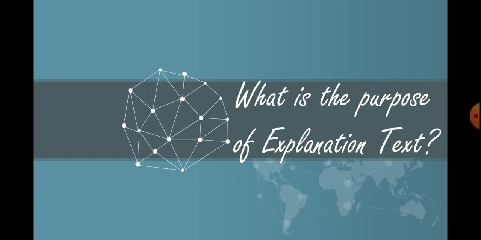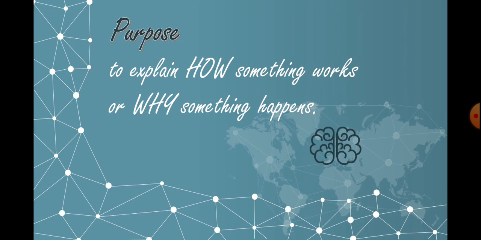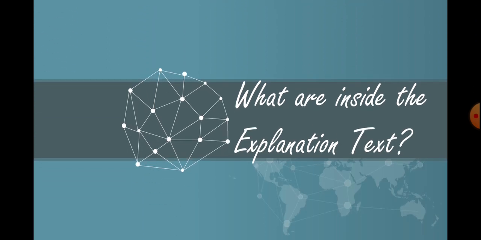Next, what is the purpose of explanation text itself? Or what is the intention of the writer to make the text? So the purpose is to explain how something works or why something happens. How is related to the process and why is related to the reasons. So the keywords here, how or why. And next, what are inside the explanation text?